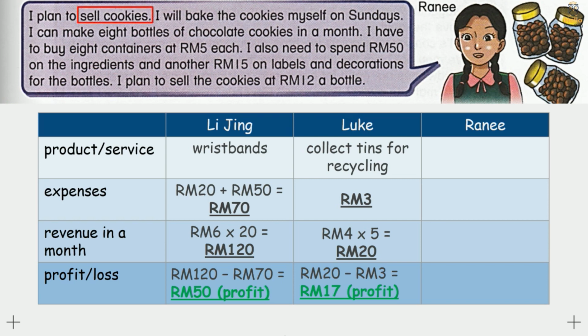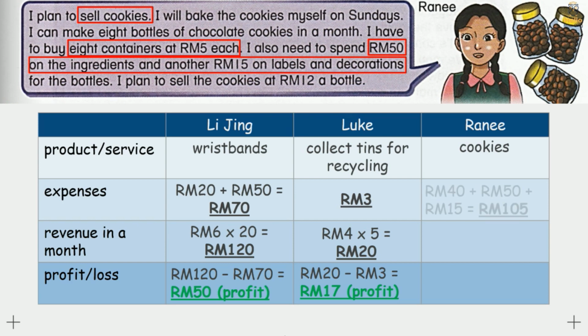She's planning to sell cookies. What are her expenses? She has to buy 8 containers at 5 ringgit each. That means the total is 40 ringgit for the containers. She also spends 50 ringgit on the ingredients and 15 ringgit on labels. So 40 ringgit plus 50 ringgit plus 15 ringgit equals 105 ringgit.